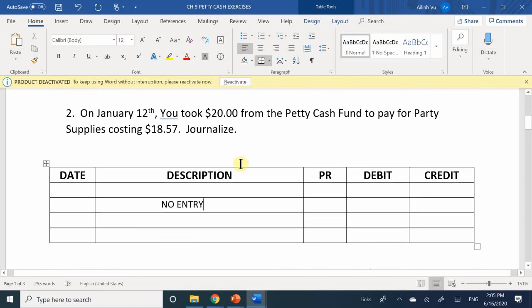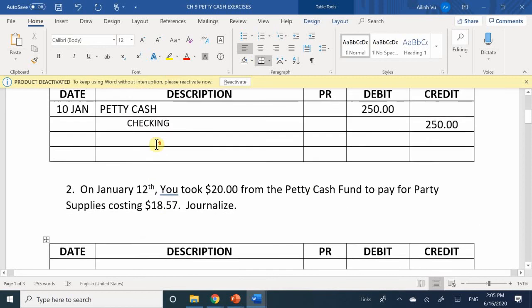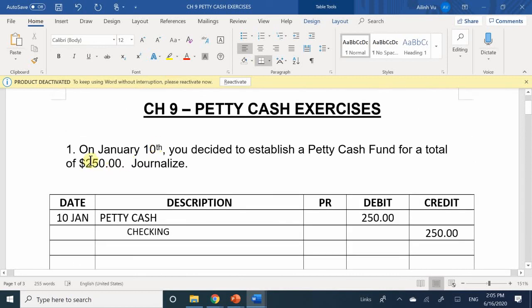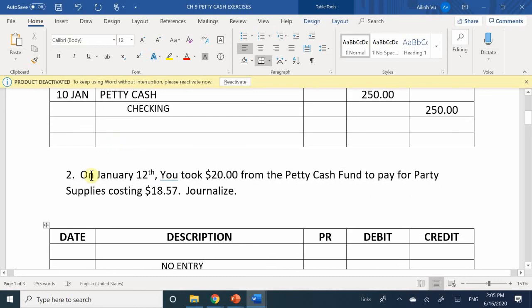All right, that's going to make sure that the person in charge of your petty cash fund makes sure that at all times the petty cash fund equals whatever you established it for. So in this case, it needs to equal $250. If you take away $20 from the $250 and you bring back $18.57 plus the $1.43 and you put it back into the petty cash fund, what is your petty cash fund total?